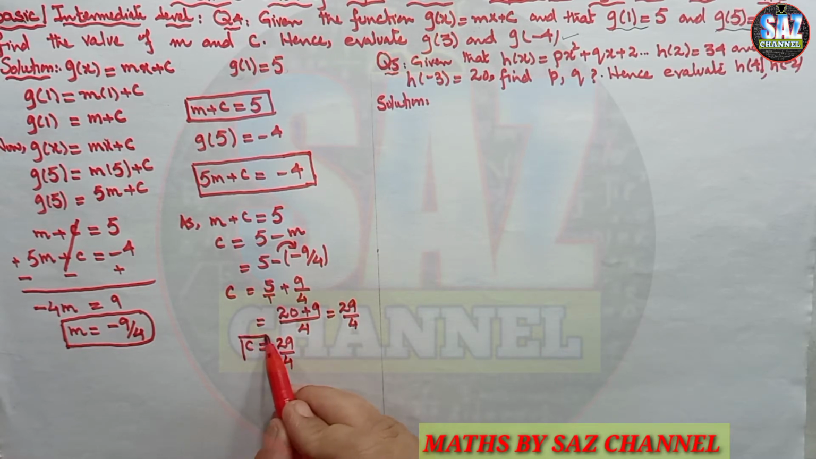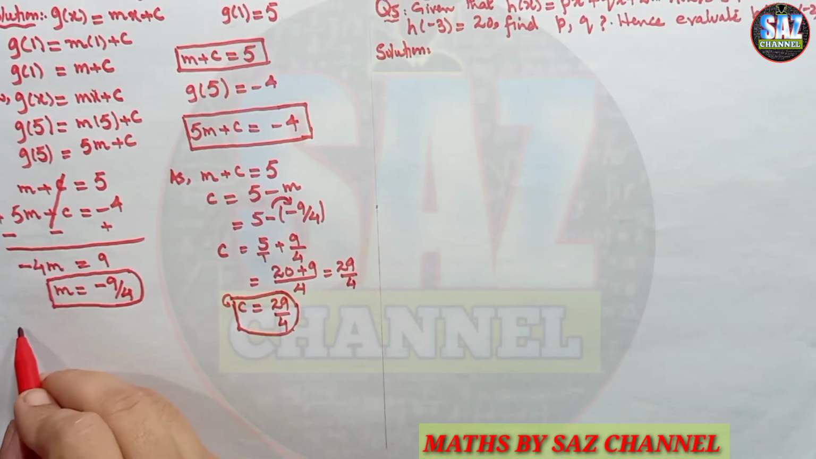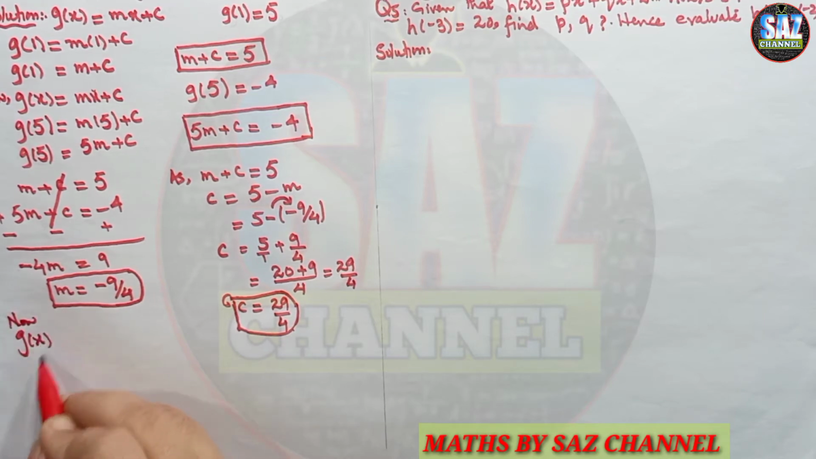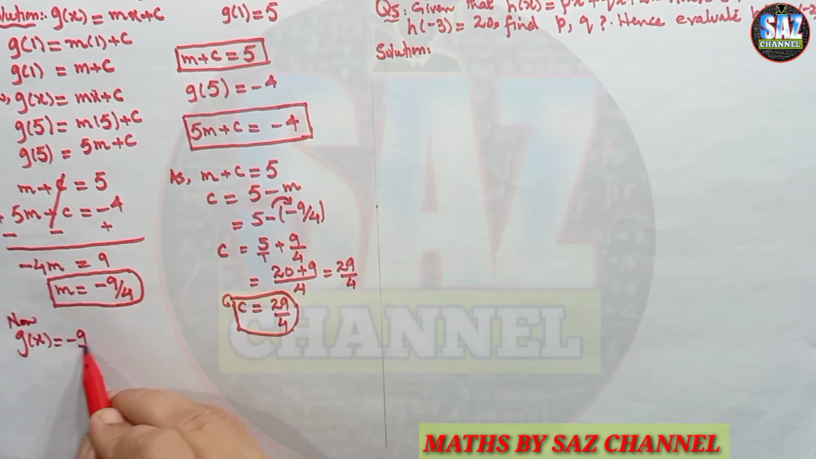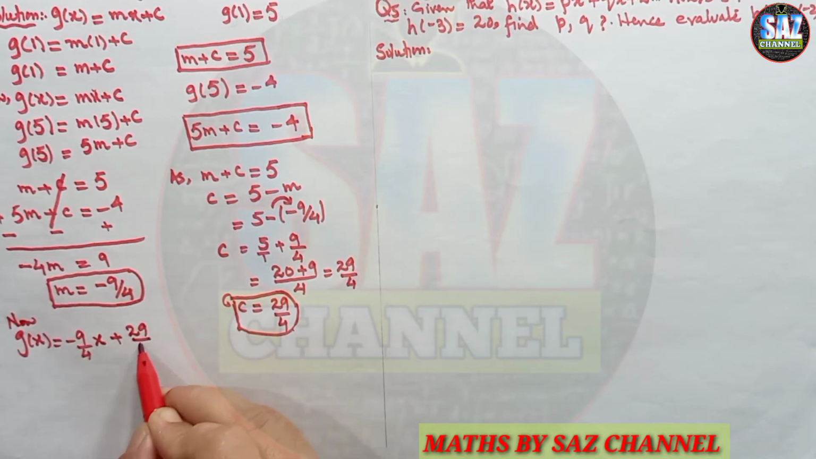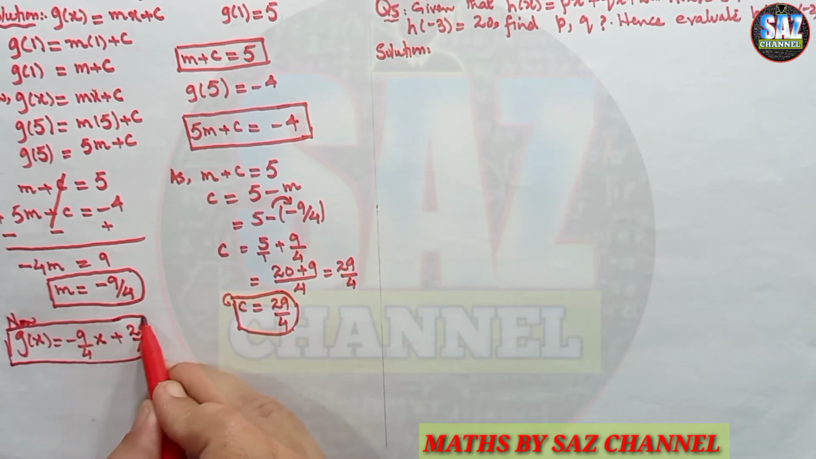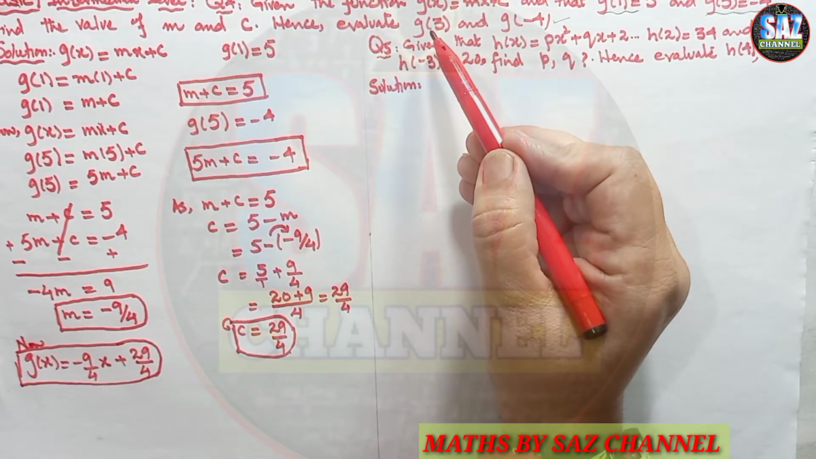Now, after getting values of both the unknowns, what I have to do, I have to replace the values in the given function. Now, the given function will take the form g of x will be equal to, instead of m, I have to replace minus 9 by 4, minus 9 by 4x, plus c has the value 29 by 4. I hope you are clear about how to find the values of unknowns of the function with the help of given condition.